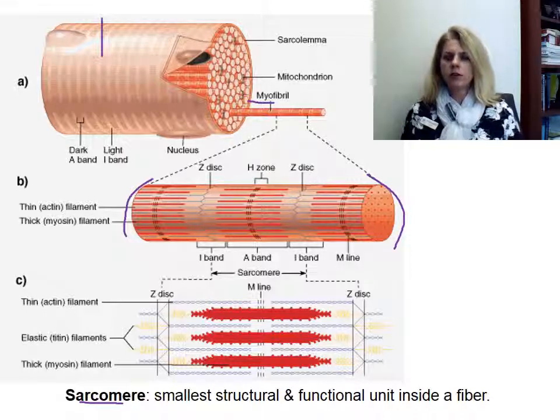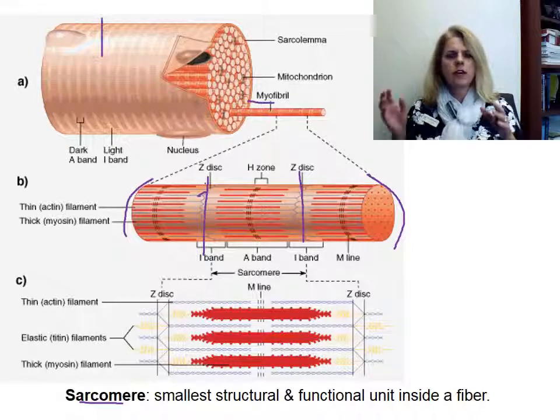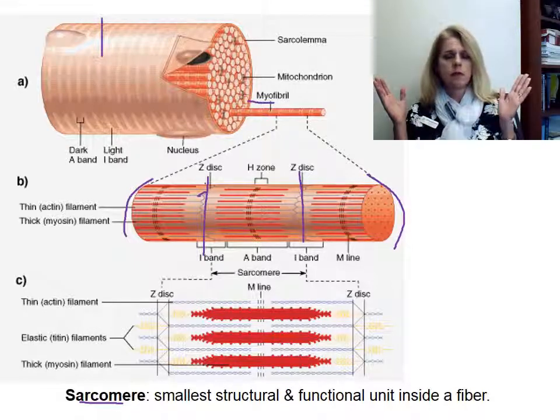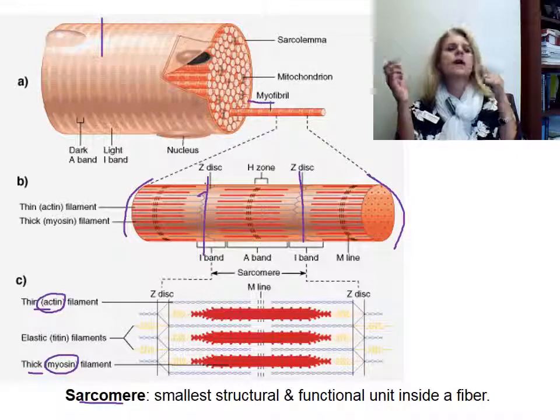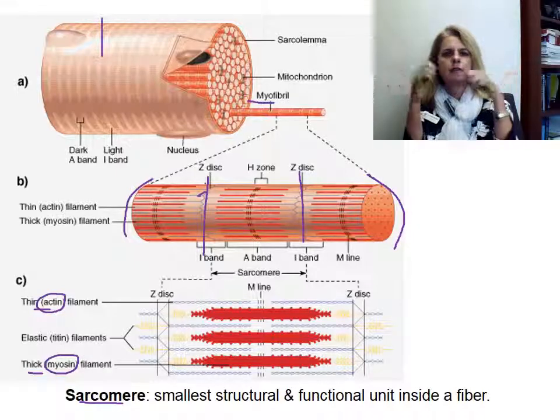And a sarcomere, if you take an imaginary line, there's something called a Z-disc from here to here. This is a sarcomere, okay? And this is what actually moves and causes the muscle fiber and then eventually the muscle to shorten. You have what are called thin filaments, which have actin in them, and thick filaments, which have myosin in them. This actin and myosin stick together and kind of ratchet against each other and cause the sarcomere to shorten.